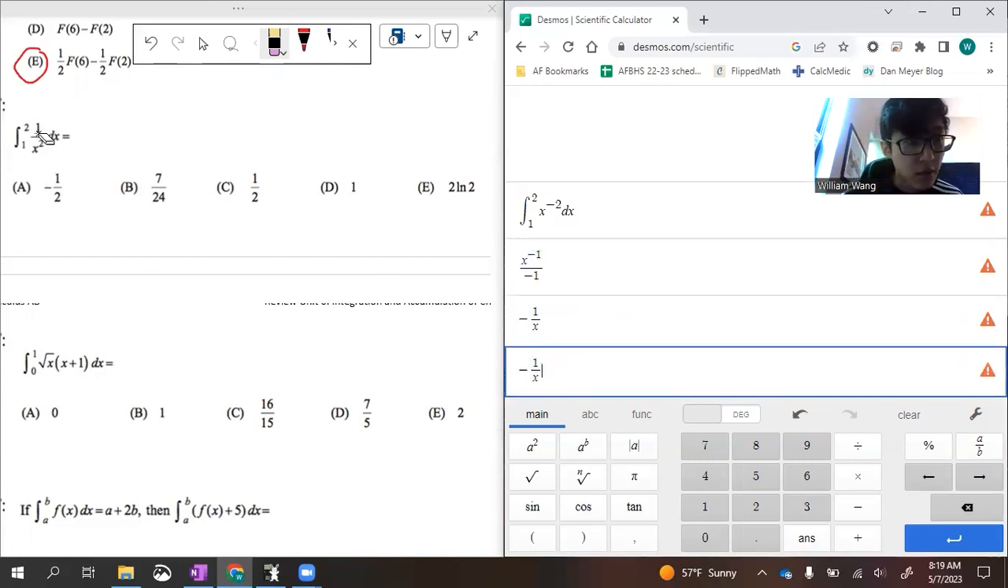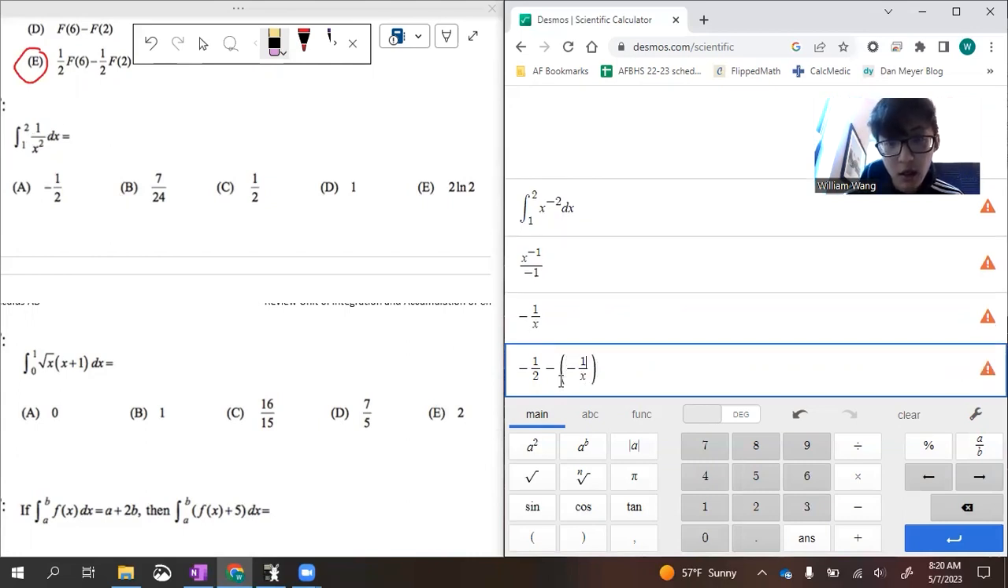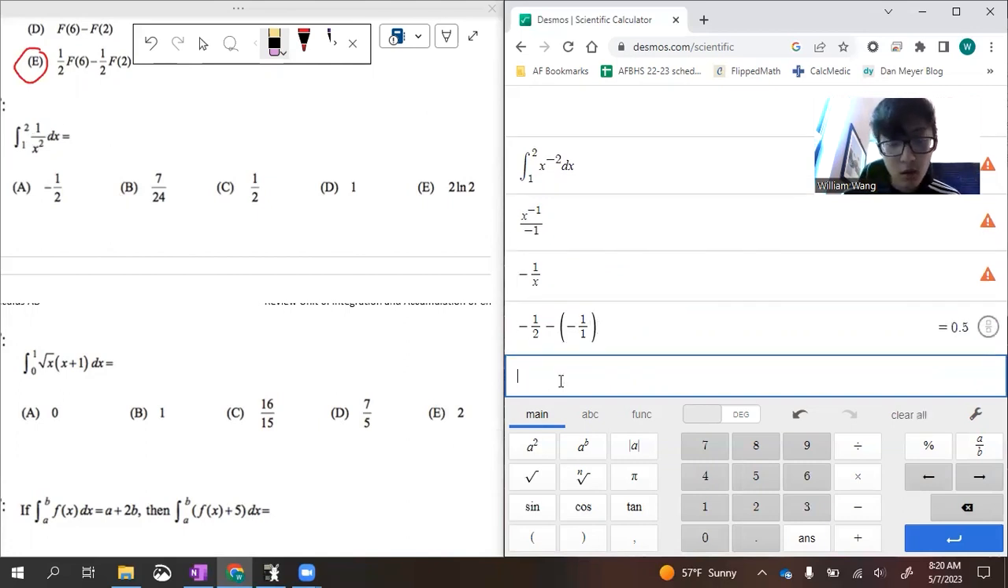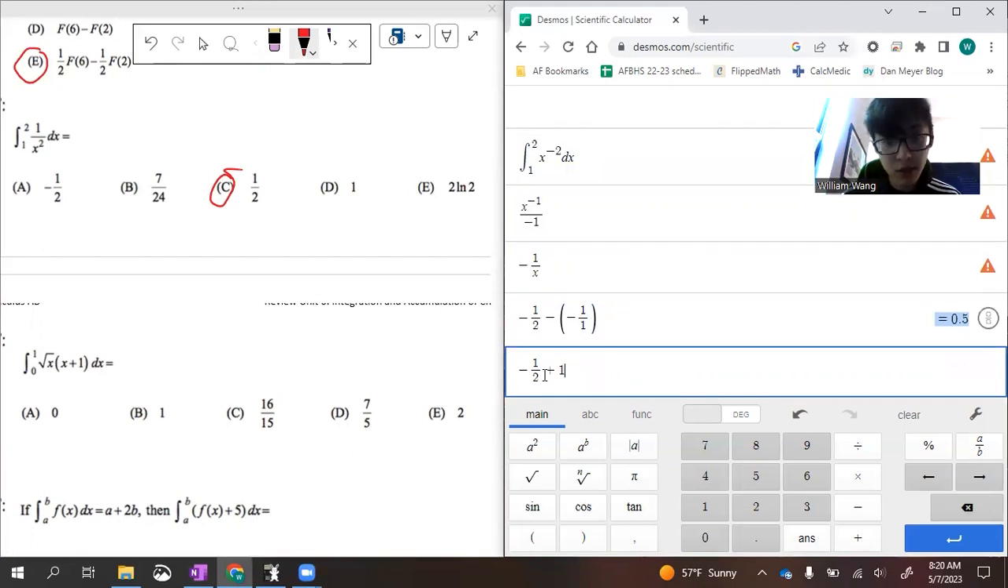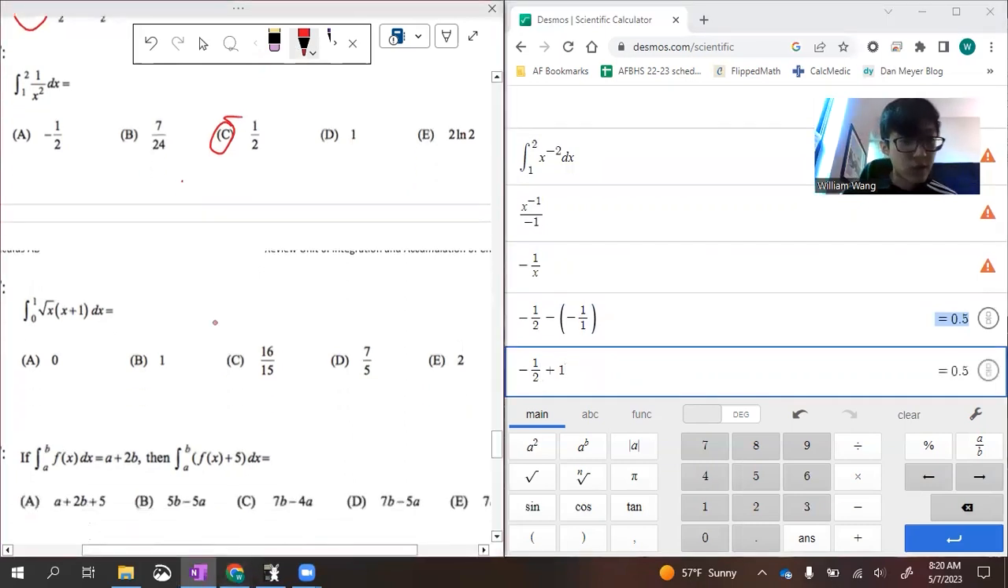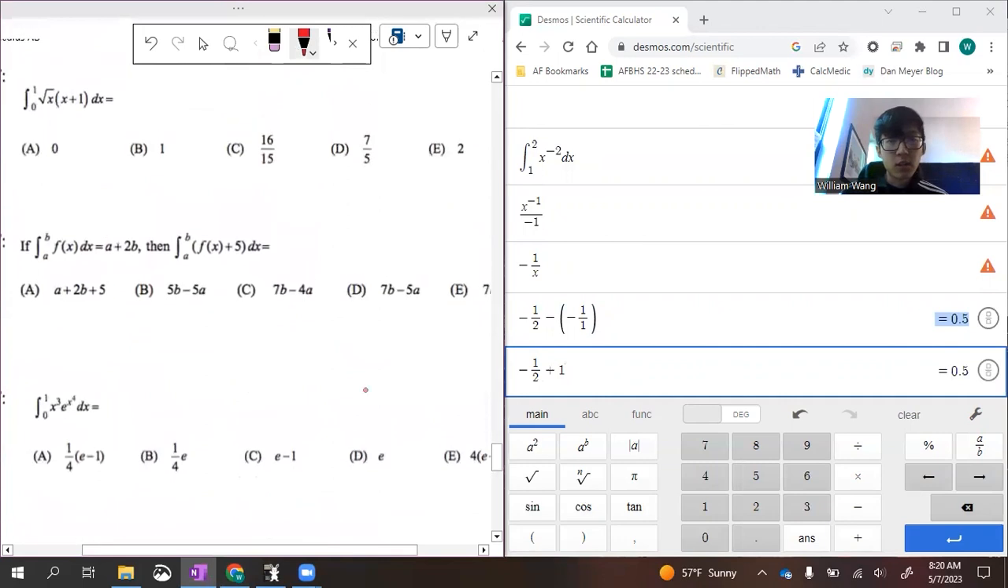I'm going to plug in my variables, so 2 minus, remember, another negative 1 over x. So 2, and I'm also going to plug in 1. So it's negative 1/2 plus 1. So that is positive 1/2, and you can see that right there. So my answer choice is going to be C. It's negative 1/2 plus 1. Answer choice C. All right, next question.